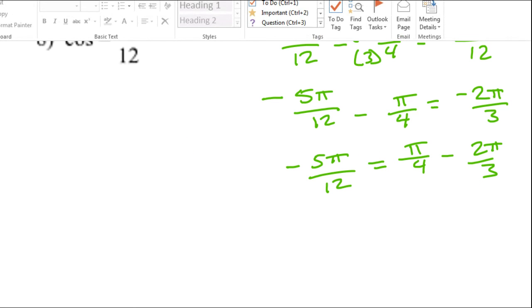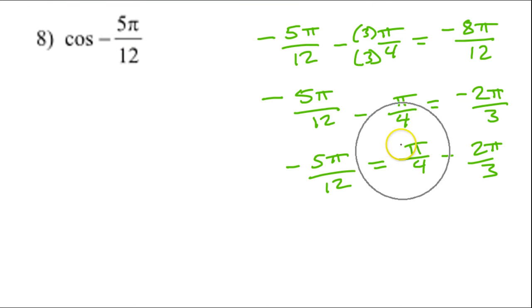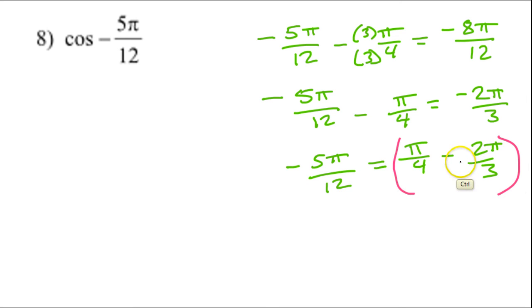So now I can just make that substitution, because negative 5 pi over 12 equals this difference. So I can rewrite the original problem as cosine of pi over 4 minus 2 pi over 3.